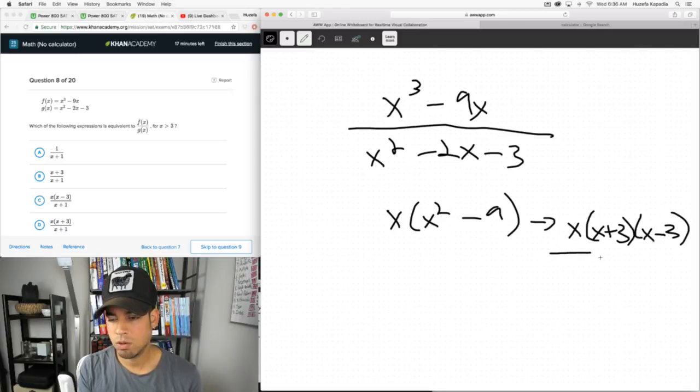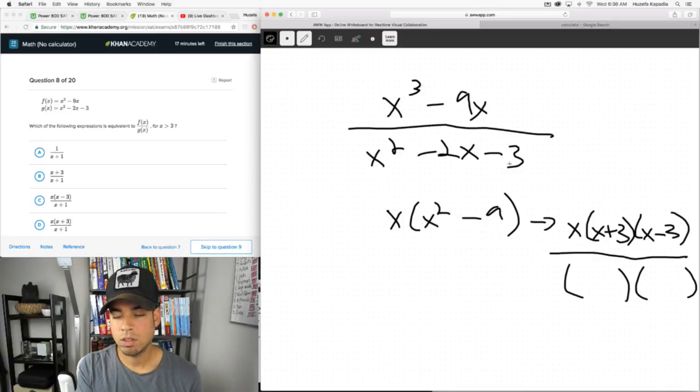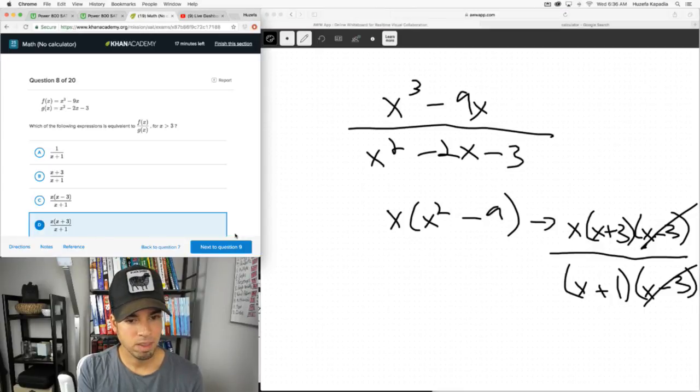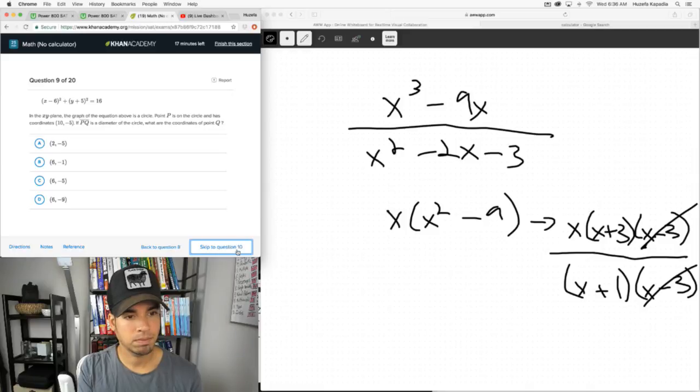So if you see a quadratic, just factor, and you'll find some cool things out, I guarantee it. Now for the bottom one, what multiplies to negative 3 and adds to negative 2? Minus 3 plus 1. Look what happens now. Boom, we can cancel these out. We get x times x plus 3 over x plus 1. And that's it. You can't factor it any more than that.